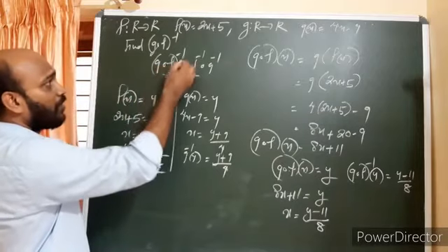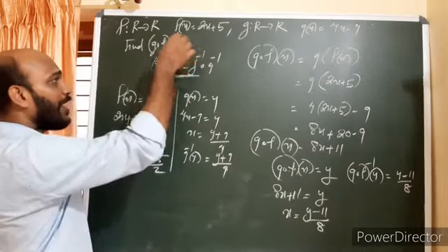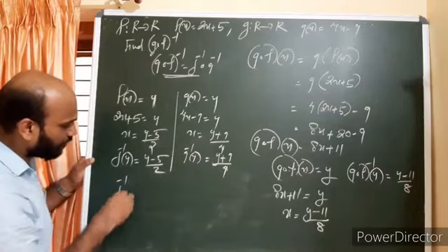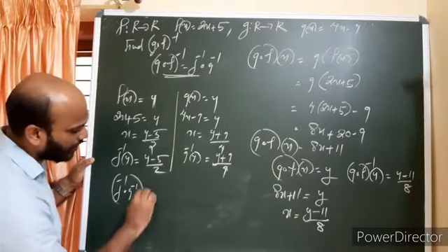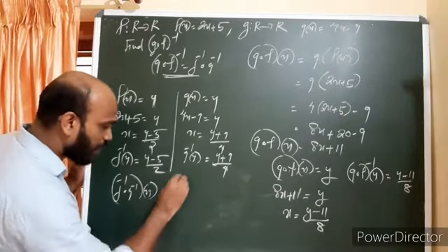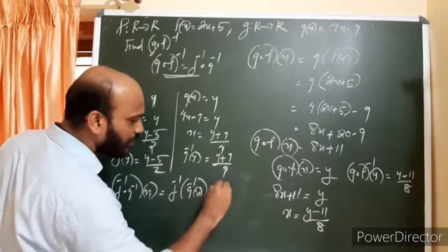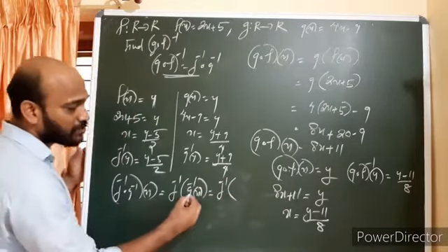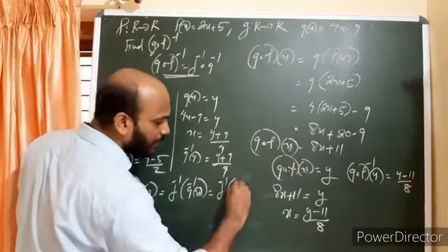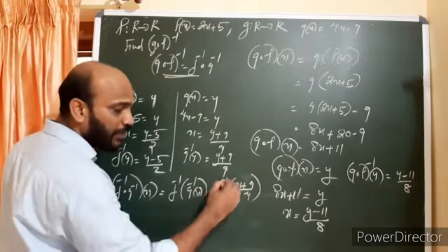Now (g∘f) inverse equal to f inverse of g inverse. So (g∘f) inverse of x equal to f inverse of g inverse of x. So f inverse of g inverse of x we have to find. So by the definition of composite function it is equal to f inverse of g inverse of x. That is f inverse of, what is g inverse of x? g inverse of y equal to (y plus 9) by 4. So g inverse of x will be (x plus 9) by 4. Now we want to find f inverse of (x plus 9) by 4.